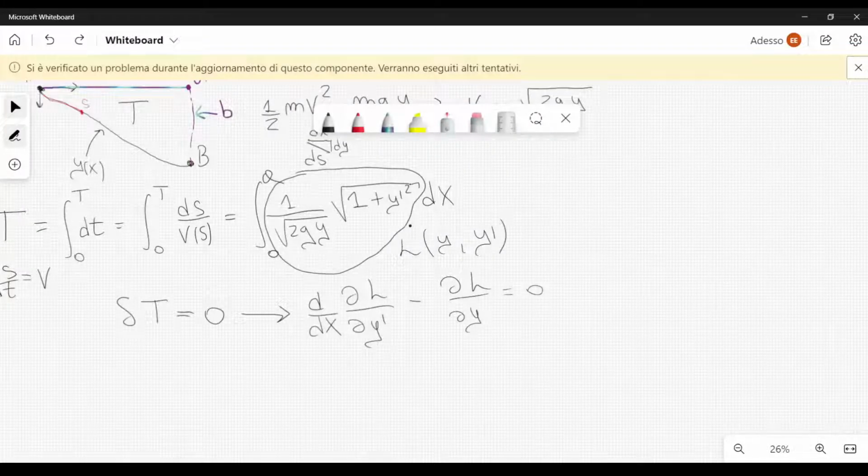Now, the Lagrangian can be defined like this, but in principle, we can also multiply by a constant, and the equations of motion will not change. So this equation here will not change if you multiply the Lagrangian by a constant.